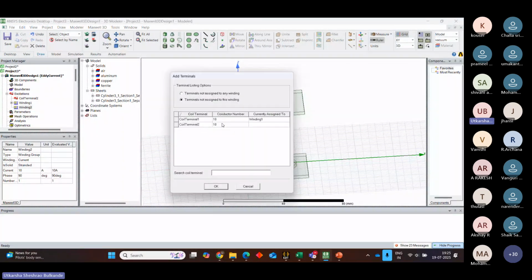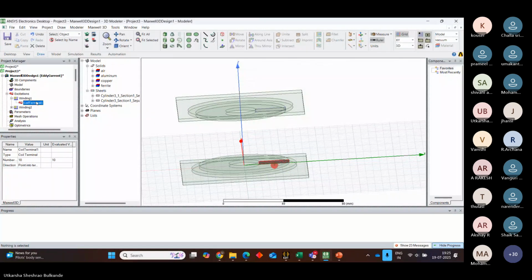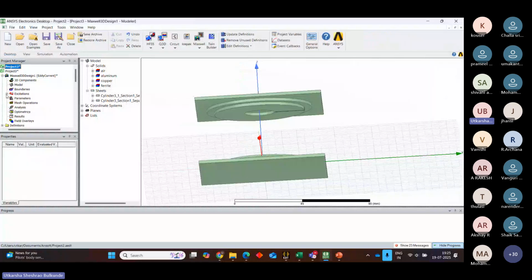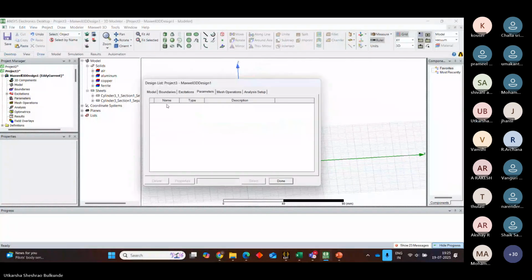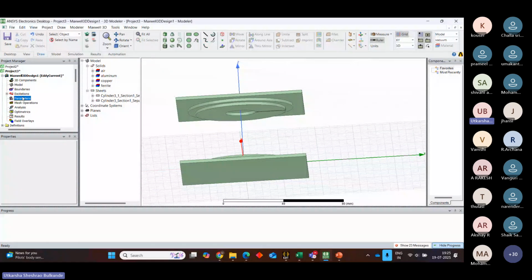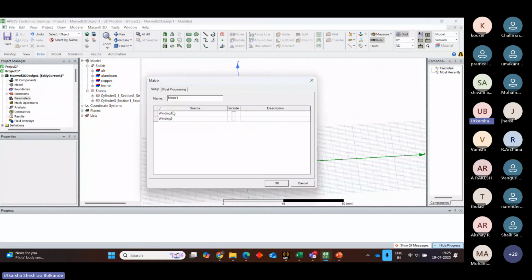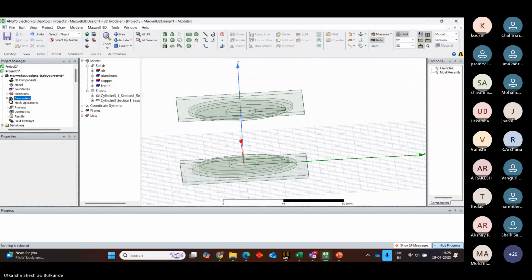At terminals, this is done. This is also done. Then next is parameters. So just select it, assign matrix, winding 1 and winding 2. This is for calculating your self inductance and mutual inductance. If you will not select this option, your mutual inductance will not come. Okay? Mutual and self inductance will not come.